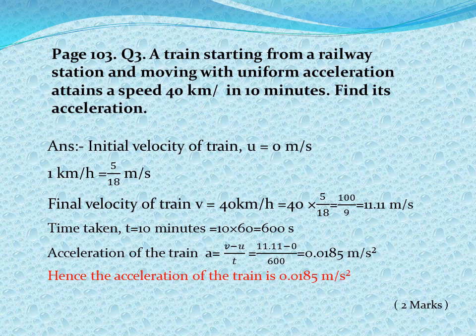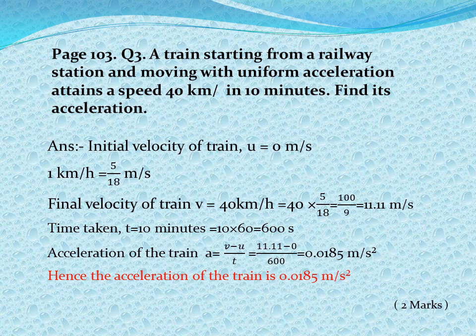Initial velocity of train, u, equals 0 meter per second. 1 km per hour means 5/18 meter per second. Final velocity of train, v, equals 40 km per hour equals 40 × 5/18 = 100/9 equals 11.11 meter per second. Time taken, t, equals 10 minutes equals 10 × 60 = 600 seconds.